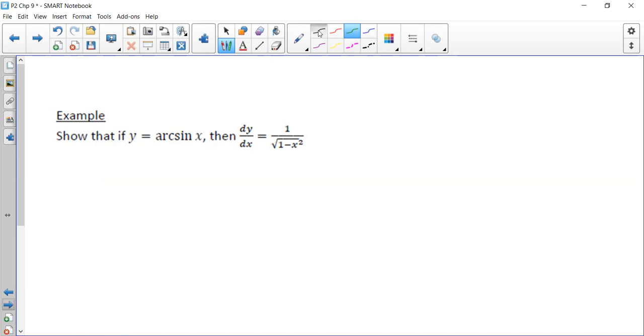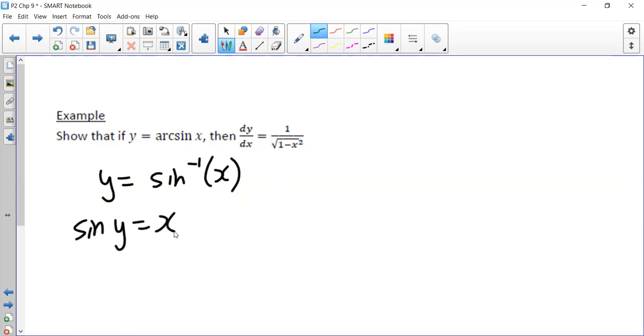If you're interested, further mathematicians, you should know how to do this. If you do Core Pure 2, you should know how to do this. If y equals arcsine x, what do we do? I'm going to show you. Let me rewrite arcsine x as inverse sine of x. I bring the sine to the left hand side, so sine y equals x.